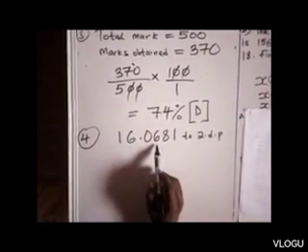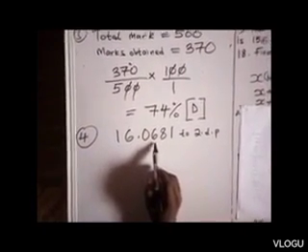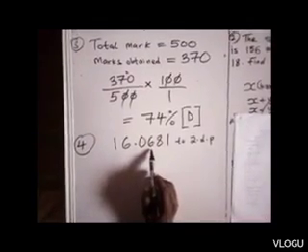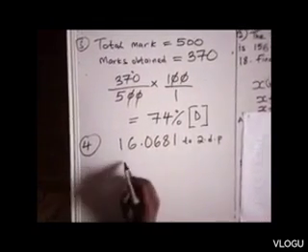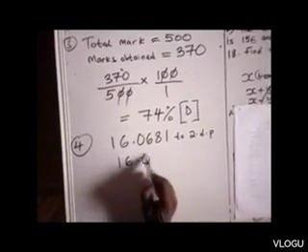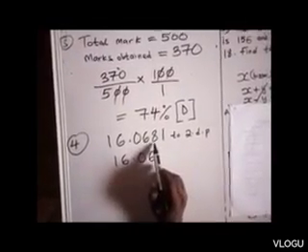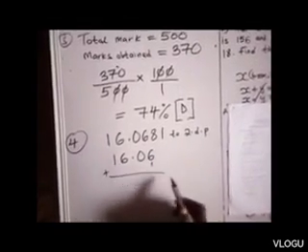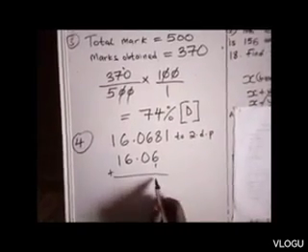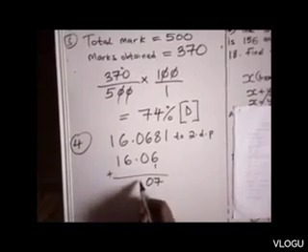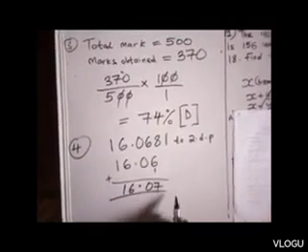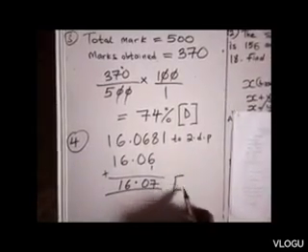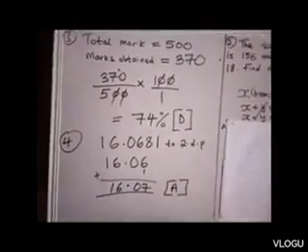But if the number behind it is less than 5, we are going to add 0 to this. It means we are rounding it down and the value will not change. So here we are having 16.06. The number behind 6 is 8, so I'm going to add 1 to this. That means I'm rounding it up to two decimal places, and that will be 16.07. And the option there is option A.